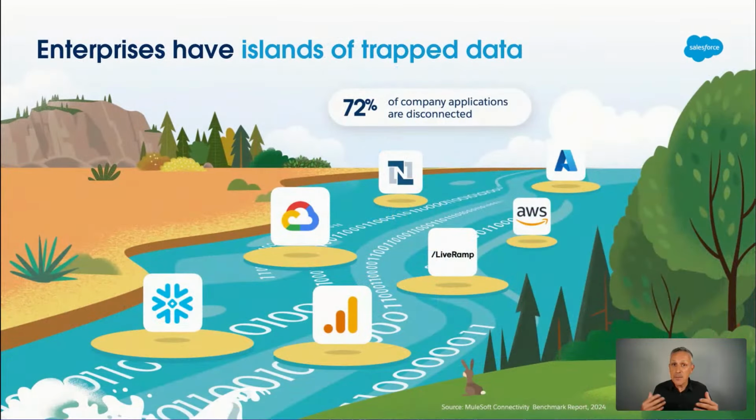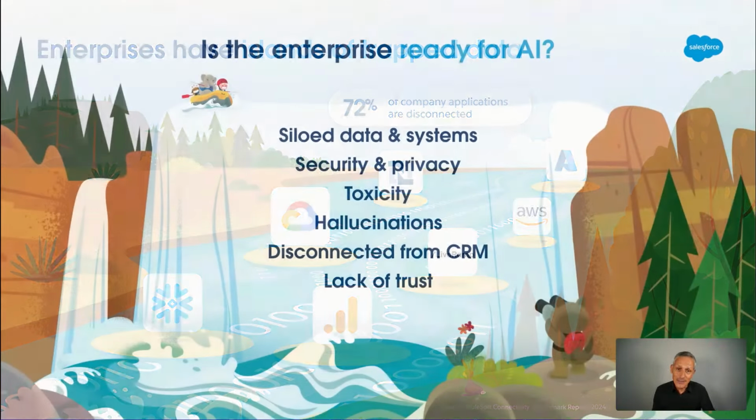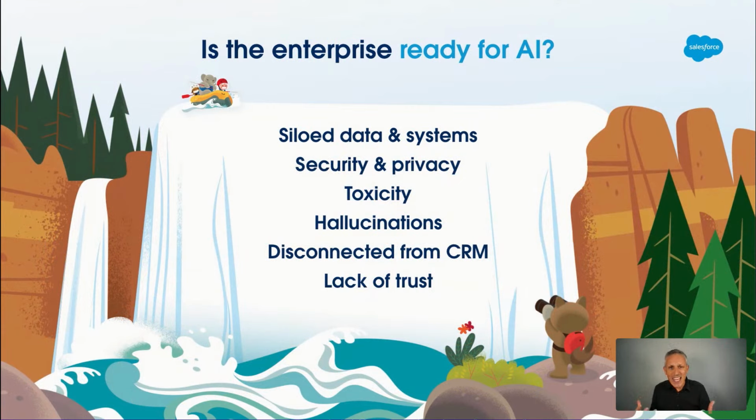The reality is that many of you, probably all of you, have islands of isolated data. Maybe you have data in CRM, maybe you have data in Snowflake, in Google Cloud, in AWS. You have data everywhere, islands of isolated data. So that is a real challenge to generate good AI. So are we ready? Is the enterprise ready for AI? Well, we have challenges to address. And siloed data that we just discussed was one example of that.